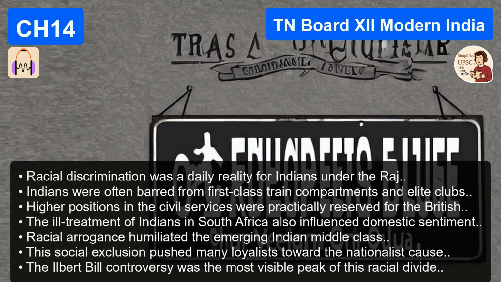So set the scene for that first meeting. Where was it? Who was there? It took place in December 1885 in Bombay. The first president was a prominent Bengali barrister, W.C. Banerjee, and the attendance was tiny by today's standards, only 72 delegates. Only 72. You could fit them in a large classroom. A very small group, yes.